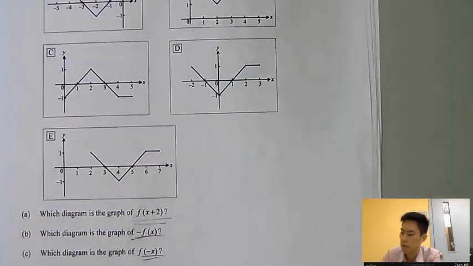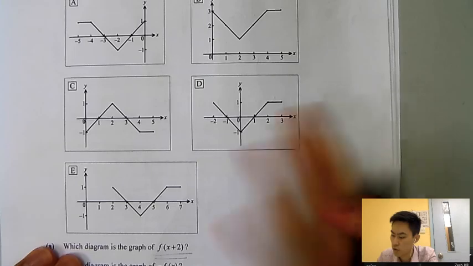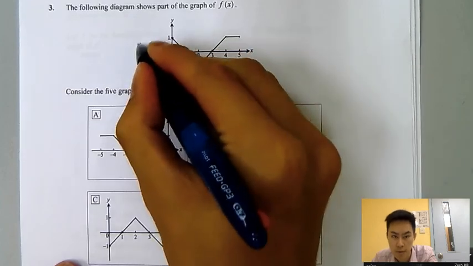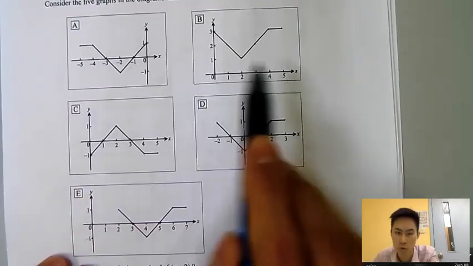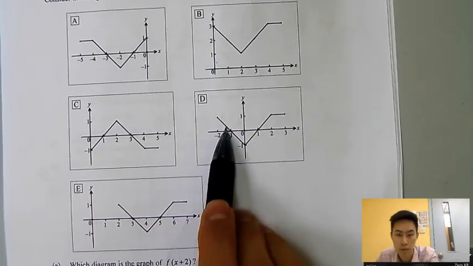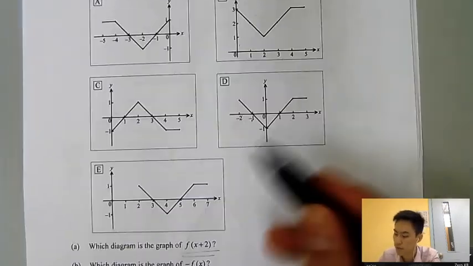Okay, question A, f(x) plus 2. Plus 2 means it goes left, so just refer to the graph. Which one goes left? From 0 it goes left, so it must be minus 2. So you just scan for the minus 2. Not this one, not this one, only this one. So D is minus 2, goes left.